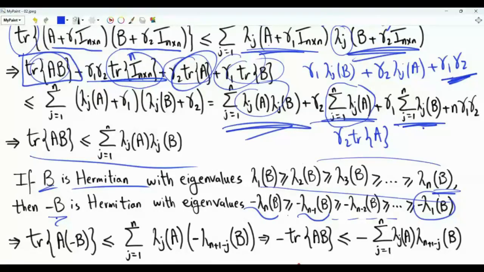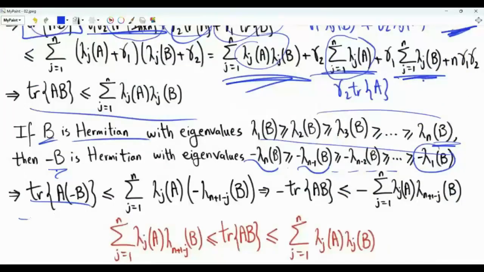We have an upper bound result. So let's apply this upper bound to the product of the Hermitian matrix A and Hermitian matrix minus B. So we have here minus trace of AB. On the other side, we have summation j from 1 to n, lambda j of A. Note that lambda 1 of A must be multiplied by the maximum eigenvalue of minus B. That's minus lambda n of B. Lambda 2 of A must be multiplied by the second largest eigenvalue of minus B. That's minus lambda n minus 1 of B. Generally, we have lambda j of A is multiplied by minus lambda n plus 1 minus j of B.